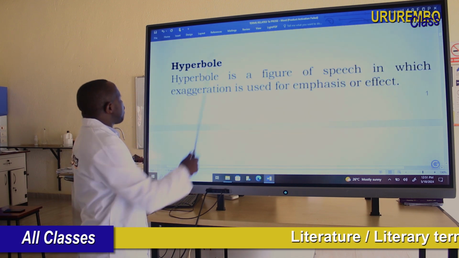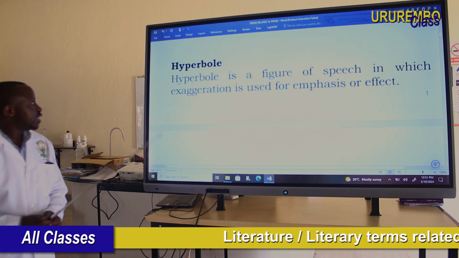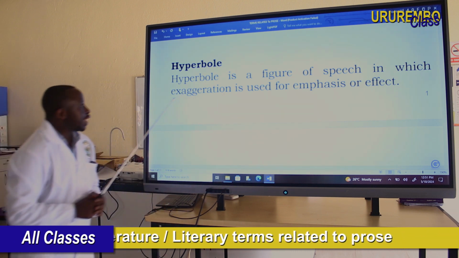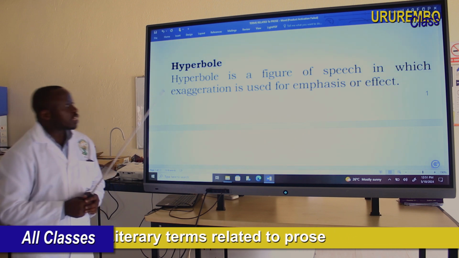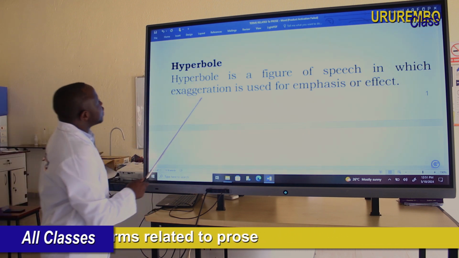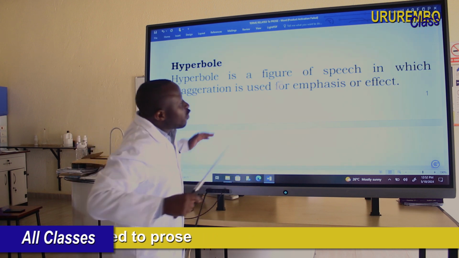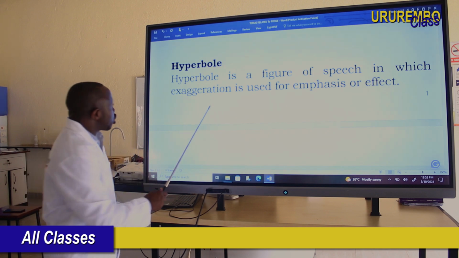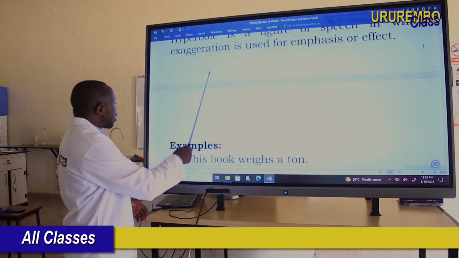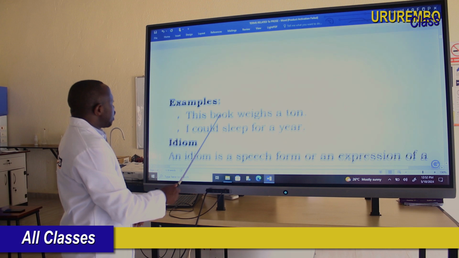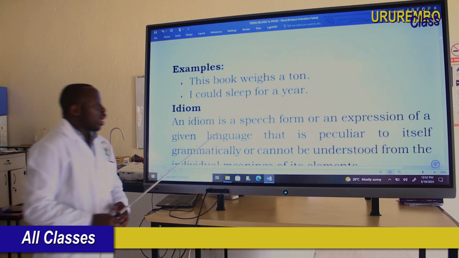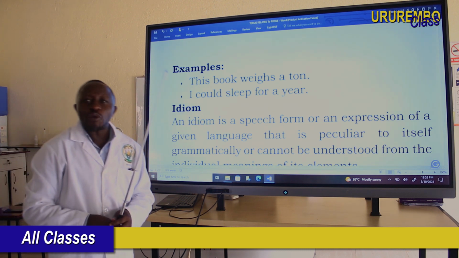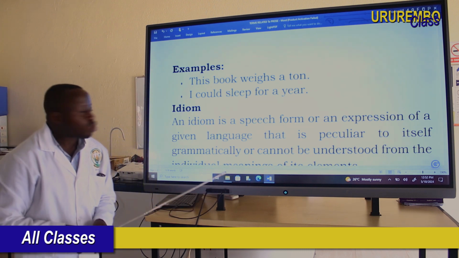The next term related to prose, dear student, is hyperbole. We read hyperbole. So hyperbole is a figure of speech in which exaggeration is used for emphasis or effect. Now, hyperbole is when we use exaggerations. Okay? We exaggerate too much. Now, here we have an example. And sometimes the hyperbole expresses an idea which is impossible to happen.